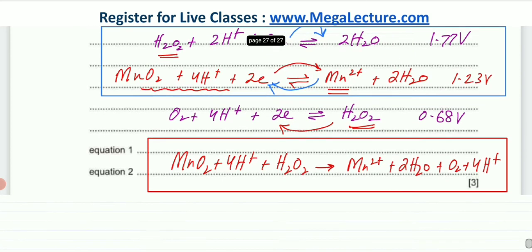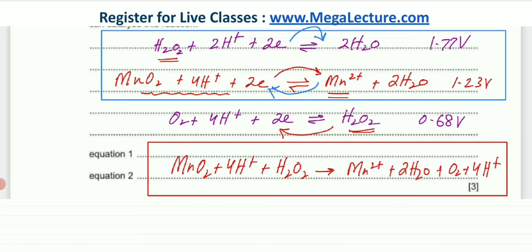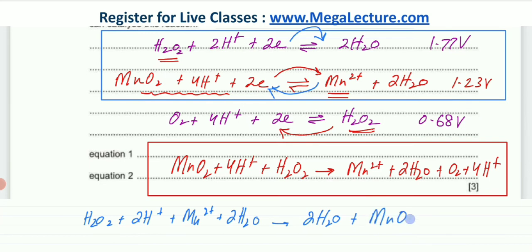And let's write down the equations. The electrons are already balanced, so let me write down the reactants. The reactants are H2O2 plus 2H+. These are my reactants. And over here, the reactant is Mn2+ plus 2H2O. And my products are, in the first one, 2H2O. And in the second one, the product is MnO2 plus 4H+.